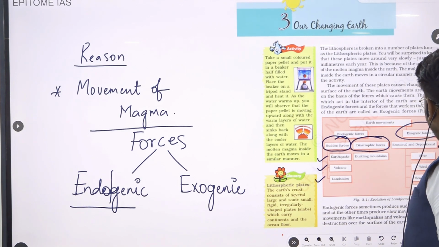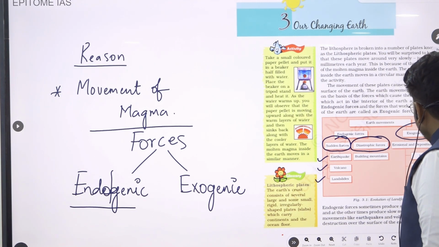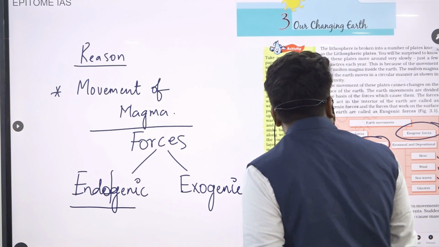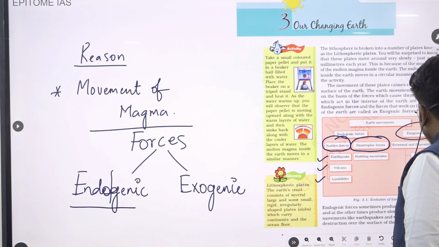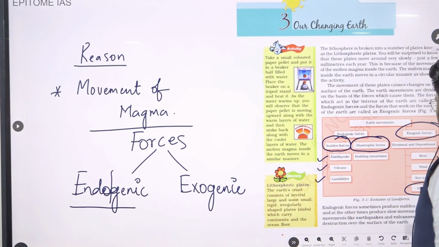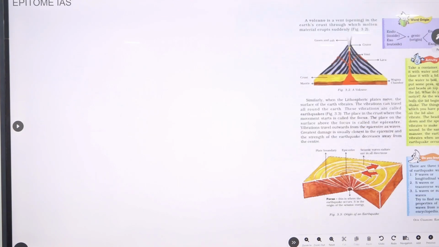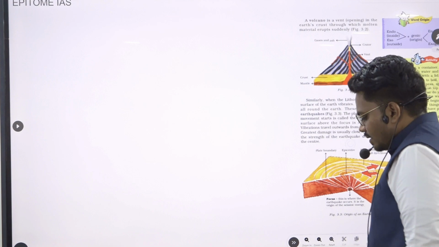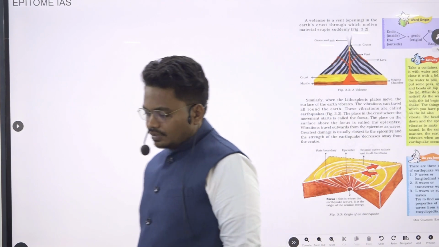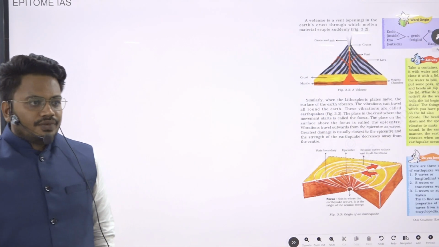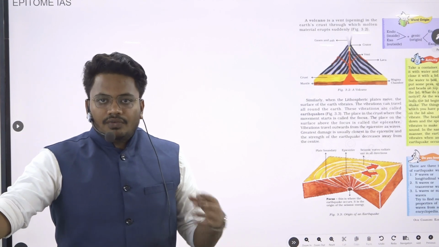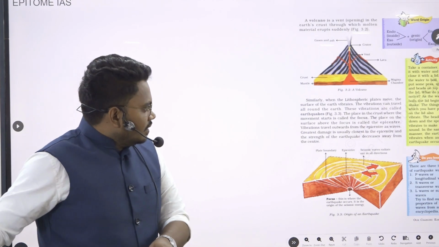And if you see exogenic forces, these exogenic forces will be resulting in erosional and depositional things on the layer of the earth. So what are the agents for erosional and depositional things? One, river; second, wind; third, sea waves; and fourth, glaciers. So in this particular chapter, we will be seeing about each and every thing. So we understood that endogenic forces cause earthquakes.